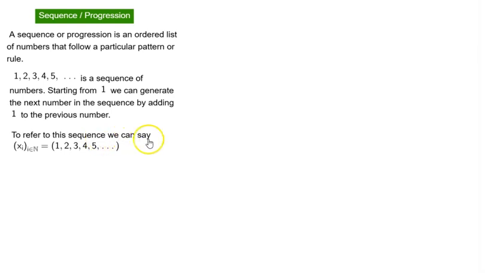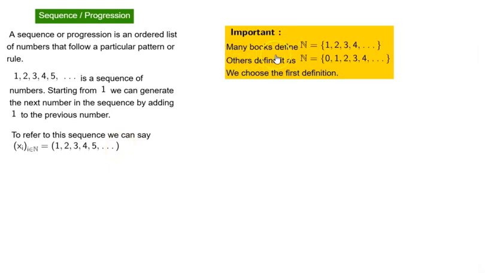To refer to this sequence, we can say within brackets x sub i, where i is in the natural numbers, is equal to within brackets 1, 2, 3, 4, 5, dot, dot, dot. Important: many books define natural numbers as the set of numbers starting from 1, and others define it as a set containing 0, 1, 2, 3, 4, dot, dot. Now, we are going to choose the first definition.